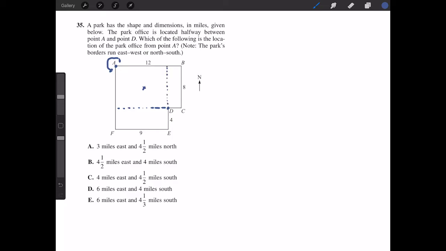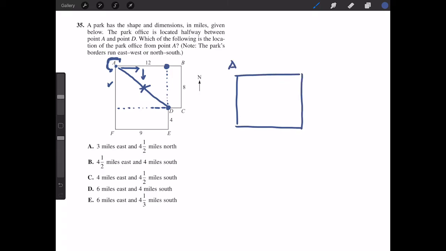Because if we know the measurement of this rectangle, then we know that its diagonal right here, halfway, is where the office is going to be located. And that means that if we're starting at point A, we would need to walk half of the distance between A and this point to the east, and then south, half of the distance between this point and D, which is a measurement of this side right here. And so we need to know the measurement of this rectangle. So let me redraw it.